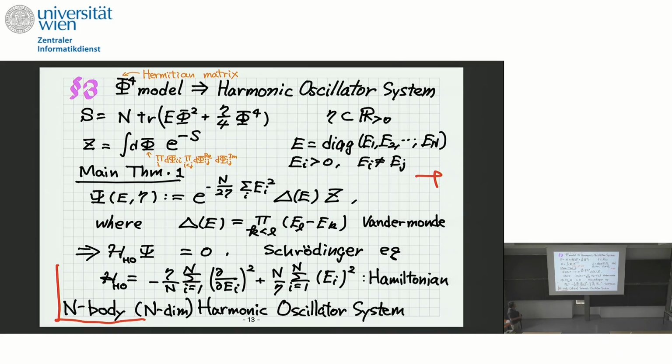So the main theorem is given by this. We define the function psi by the partition function multiplied by the Vandermonde determinant and the Gaussian factor. Then psi satisfies the Schrödinger equation with zero energy. And this Hamiltonian is a harmonic oscillator Hamiltonian. This is the main result. Anybody know harmonic oscillator? Okay. No, this is zero energy. I will explain what happened.